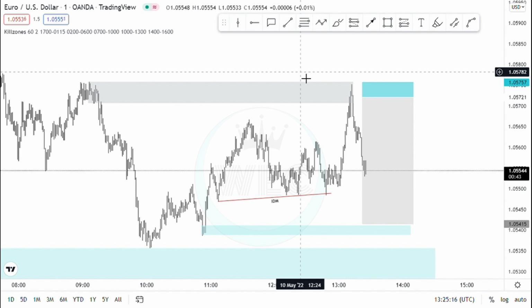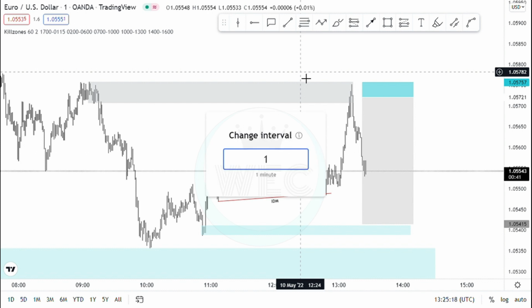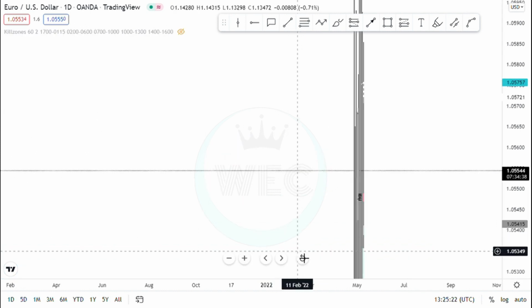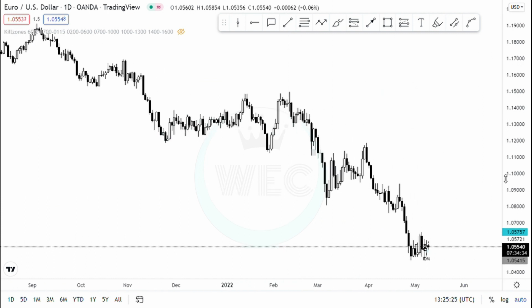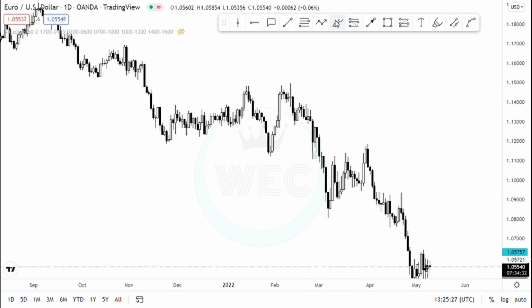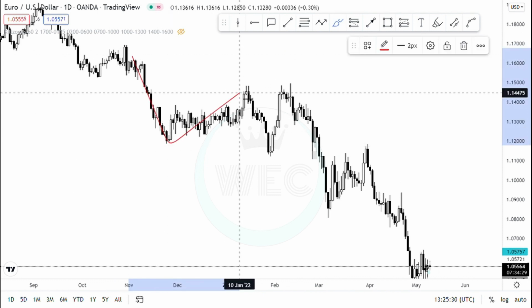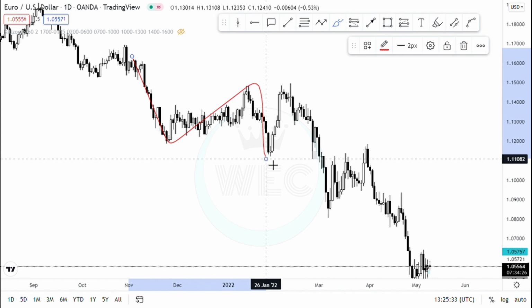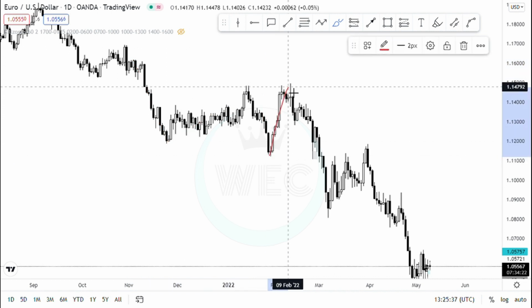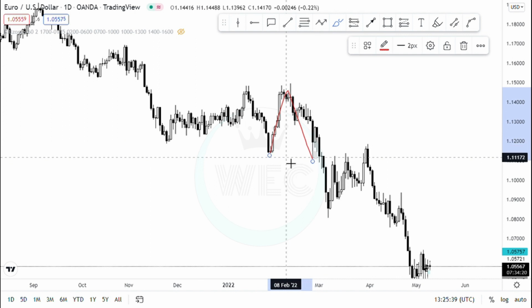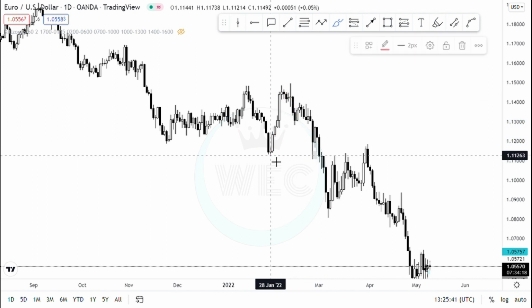So for instance, let me show you something here on EURUSD. On the higher time frame, we can see that price is making lower highs and lower lows, so price is in a downtrend. And we had this lower high that made a lower low, so we can see that this low over here got taken over here.